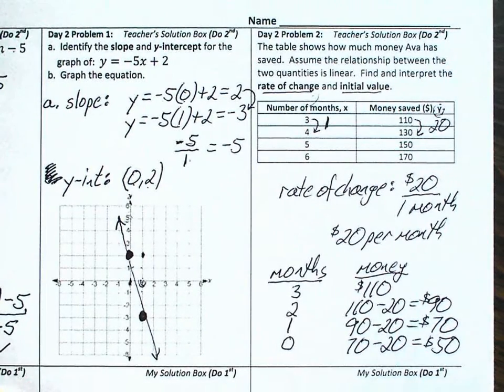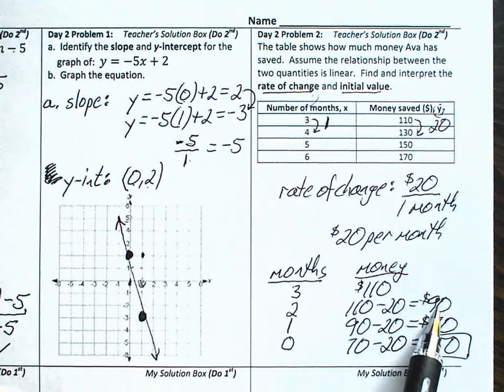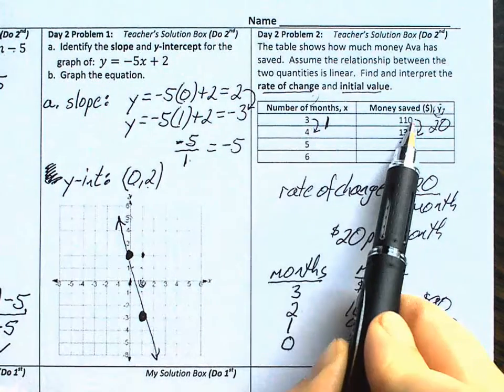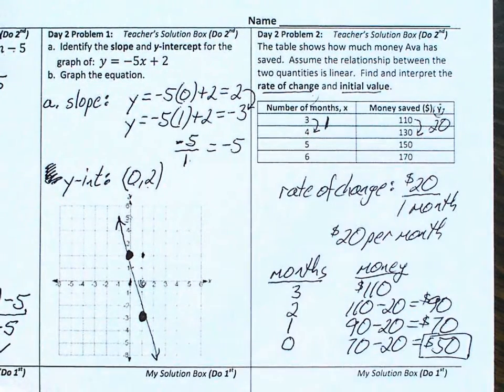So we have discovered that initially she had $50, and then every month that went by she kept adding $20 to that. Right? In the first month she was up to $70. After 2 months she was up to $90. After 3 months she's up to $110, and so on, as shown in the table.